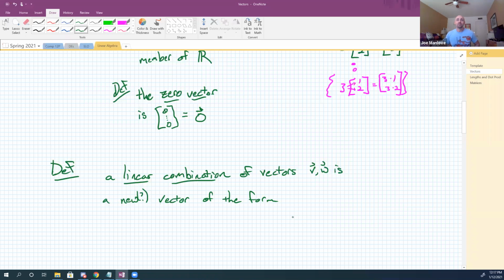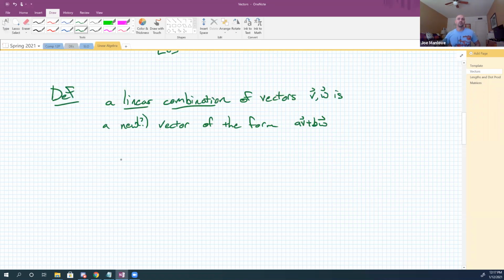Okay, so a linear combination is going to be a scalar multiple a of v plus a possibly different scalar multiple b of w. You guys see that? So this involves two scalar multiplications and a vector addition. You guys with me on this? Okay. So here's a very sort of silly example that I feel like I should do.